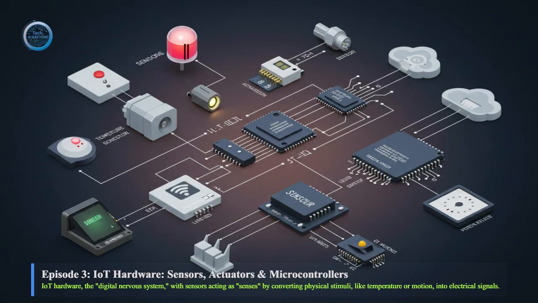If we're building this digital nervous system, where do we start? With its senses, right? Exactly. So question 1. Let's start with the senses of the machine. What are sensors, and could you give a few examples of the most common types used in IoT?